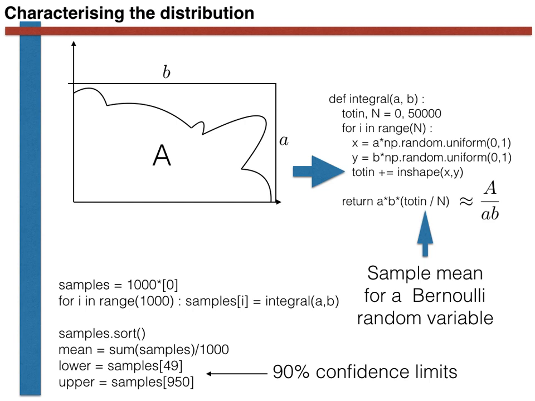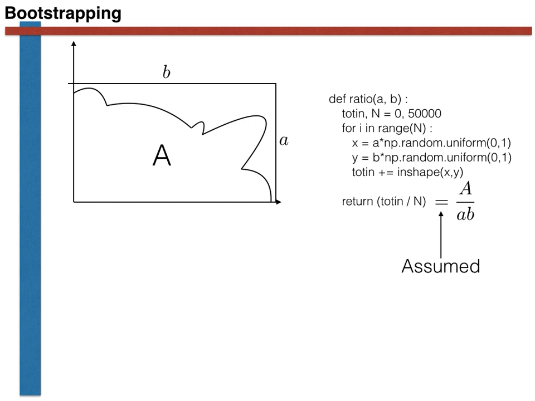The cheaper method, known as bootstrapping, that I'm going to introduce here for calculating the error, takes advantage of the fact that we're calculating the parameter of a Bernoulli random variable. What we do is we assume that the value we obtain from our first run through the function is the value of the integral. More importantly, however, we also assume that the quantity tot in over n is the exact value of the sample mean for our Bernoulli random variable.